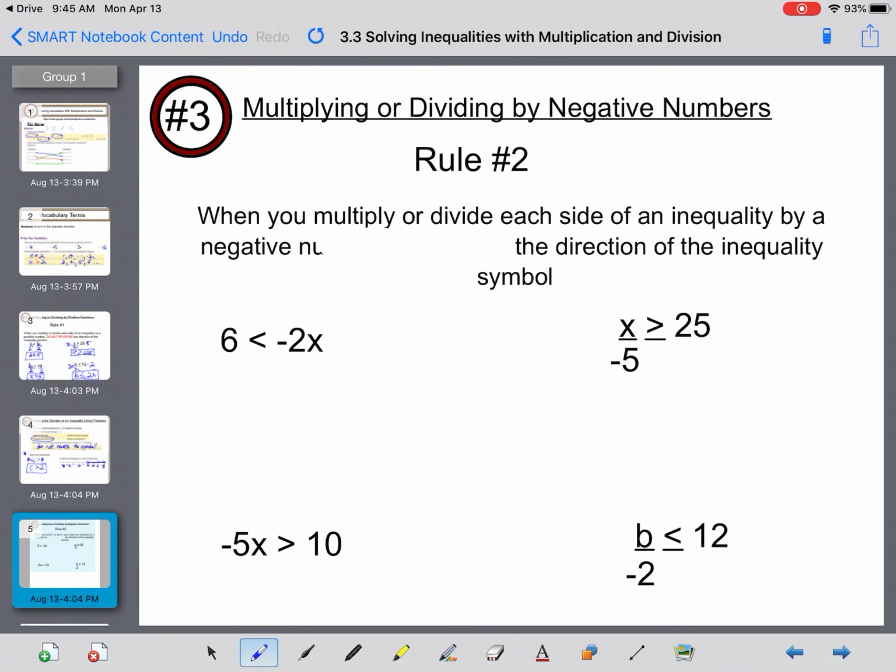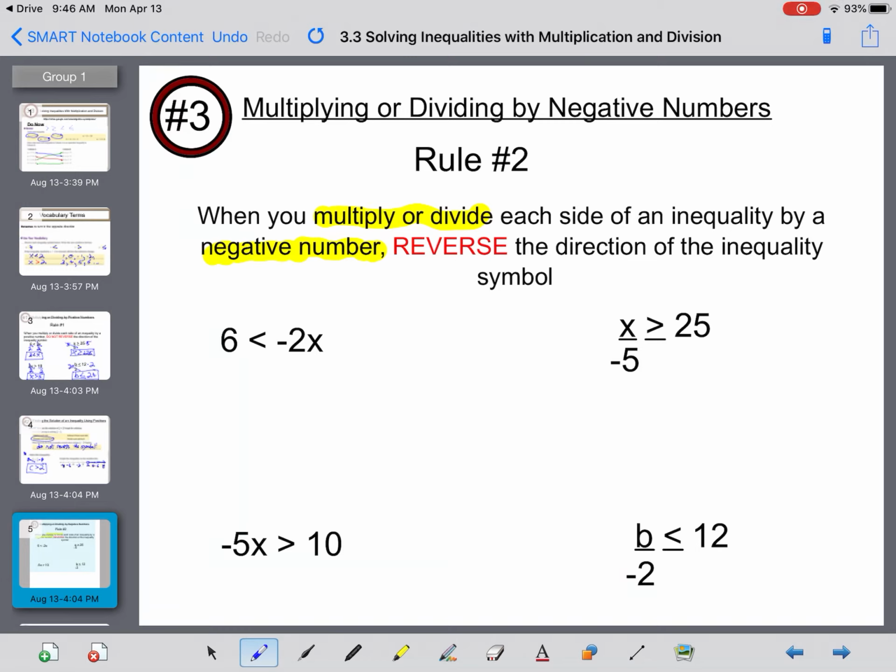Multiplying or dividing by negative numbers. Rule number 2. This is the most important rule when it comes to inequalities. When you multiply or divide each side of an inequality by a negative number, reverse the direction of the inequality symbol. This is very, very important. Multiplying and dividing by a negative number, we must reverse the direction of the inequality symbol.